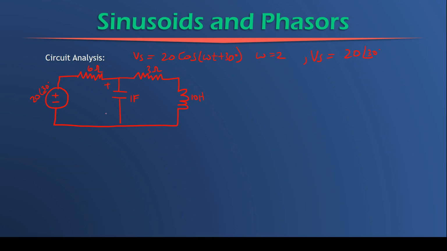And the question will read, determine Vx. So how are we going to determine Vx? The first thing would be for us to get everything to one unit, right? We've got farads, ohms, and henries. So we first get ZL, which is J omega L, which is J2 times 10, which is J20 ohms. We get ZC, which is minus J over omega C, minus J over 2 times 1, which is minus J0.5 ohms.